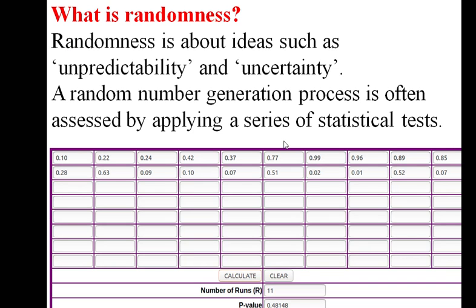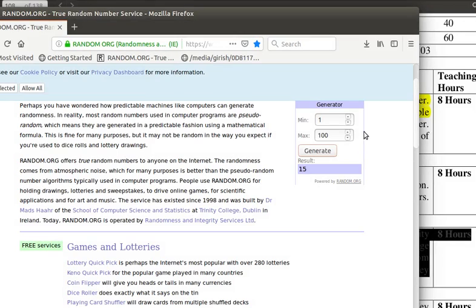Then what is randomness? Randomness is about ideas such as unpredictability and uncertainty. This is often assessed by applying a series of statistical tests. Statistical test means, suppose here I am giving values. If I want to calculate the randomness, then it will display the number of runs, that is R, and the P value. So this we can call statistical tests.